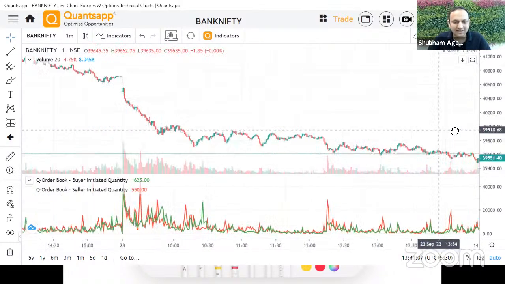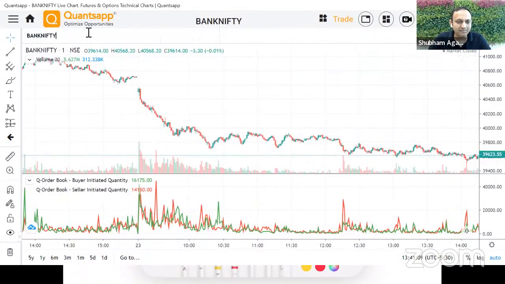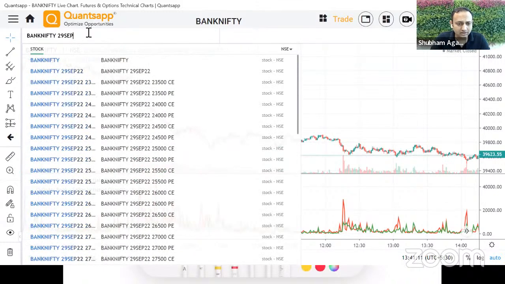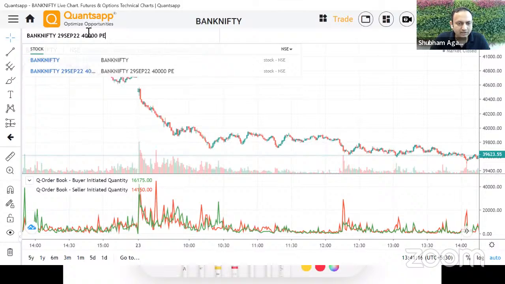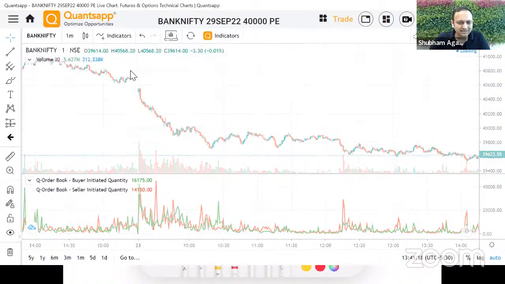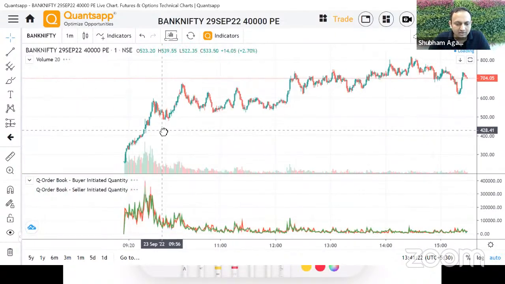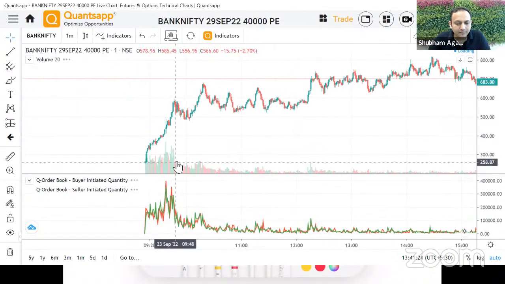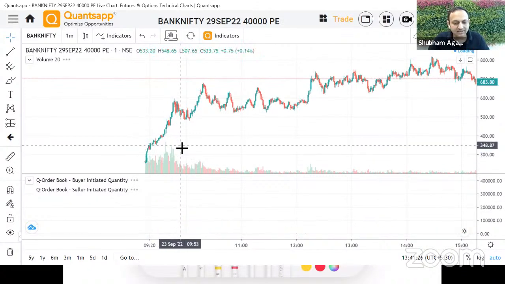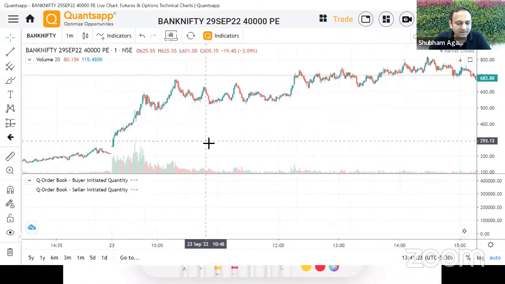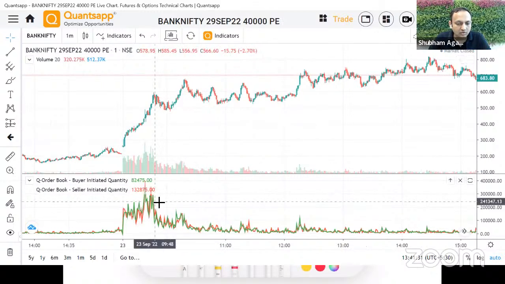And then you can do the same thing. You can plot an option chart. At that point, maybe I'm interested in a 40,000 put option, right? Which is the nearest ATM round figure, the most preferred strike to choose. So you can see that on the basis of when the futures signals came, you can participate with that data also in options.